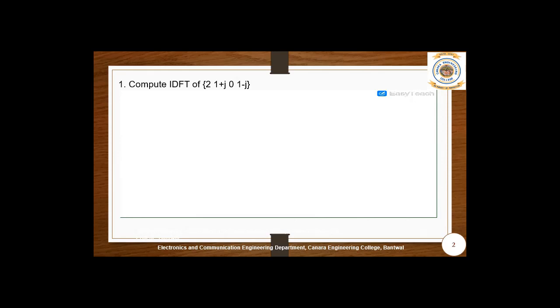Let us take the first problem. We need to compute the IDFT of 2, 1 plus j, 0, 1 minus j. The formula for IDFT is given by x of n is equal to 1 over N times the sum of W_N conjugate times X of k. As you can see, a 4-point DFT is given to you.